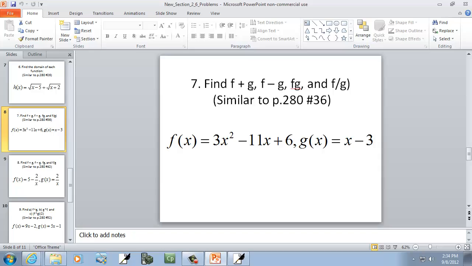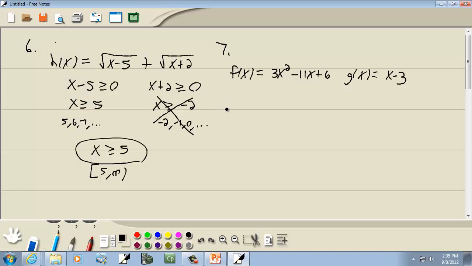I think the book actually specifically asks for 5 things. Asks for the domain too, but there's so many domain problems up above that, I figure you probably have that down. I don't like to just assign problems for busy work. If I feel like you know it, then I won't assign extra ones. Now we got f plus g, f minus g, f times g, and f divided by g. So let's find those.